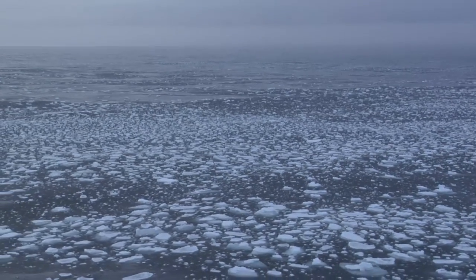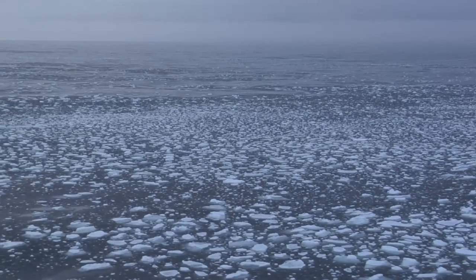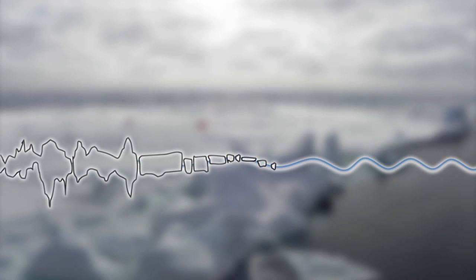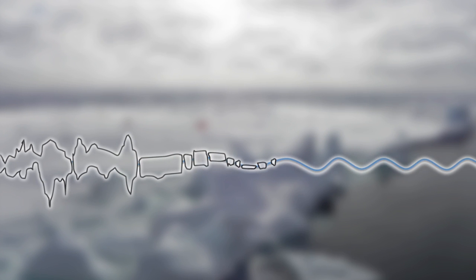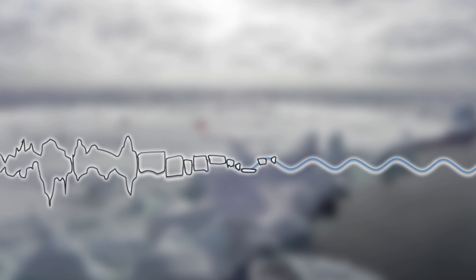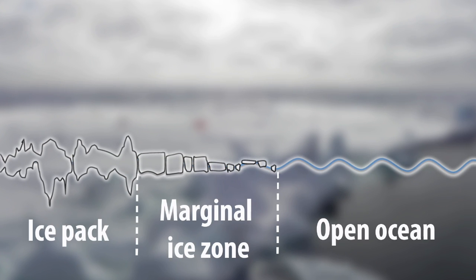It was really in the beginning of the 80s, when there was an intensive field program, that people became interested in the area of ice which separates the main open ocean from the interior pack ice. And that belt of ice is about 100 kilometers wide, and it is the waves that actually create that belt of ice. And that's called the Marginal Ice Zone.